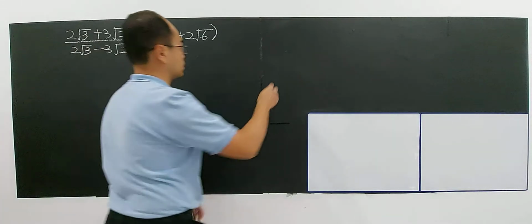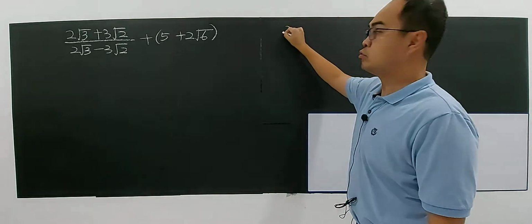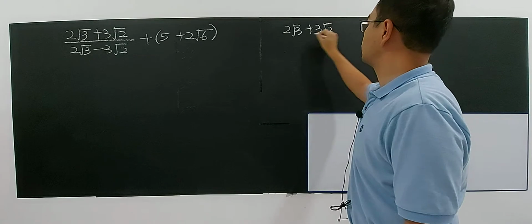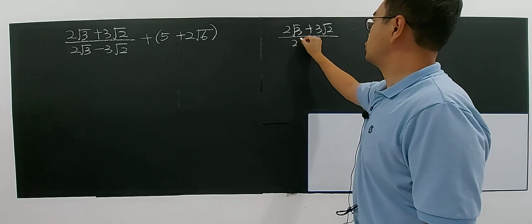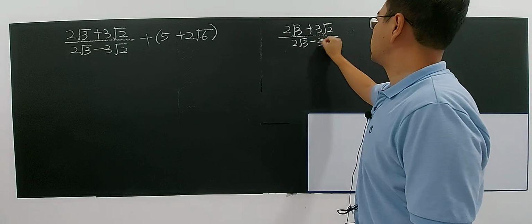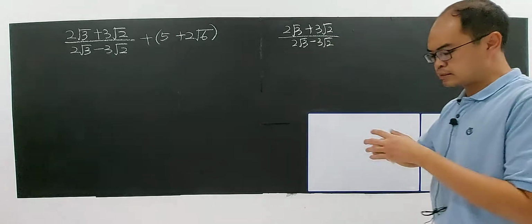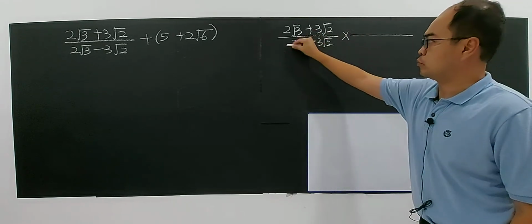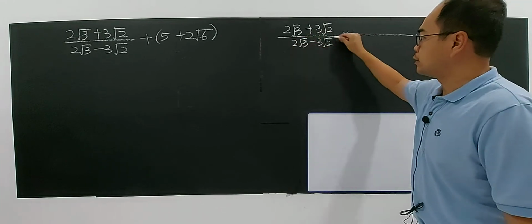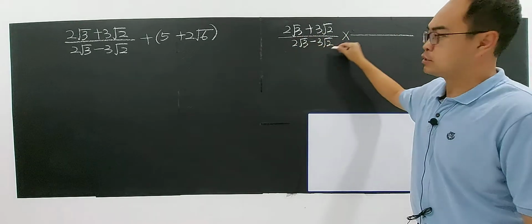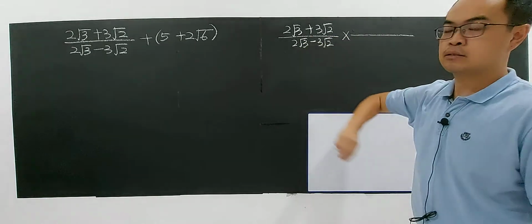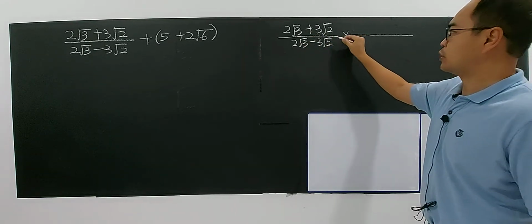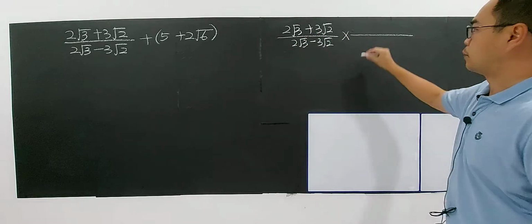So, let's look at this. You have 2 square root of 3 plus 3 square root of 2, divided by 2 square root of 3 minus 3 square root of 2. In the previous lesson, I told you that for this division of a surd, we don't want an irrational number in the denominator, which is the surd. So I have to get rid of the irrational number by multiplying it with the conjugate of this number.